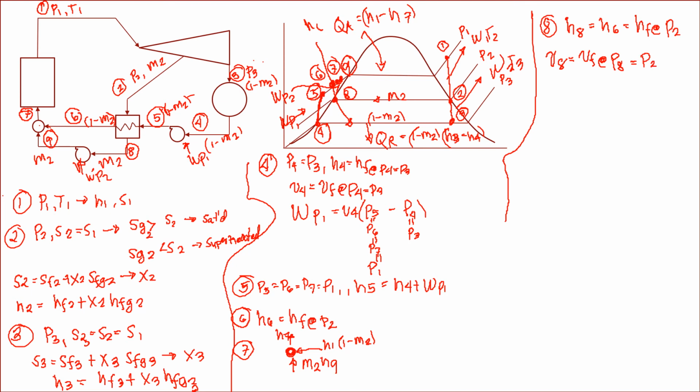Those we may find the work of the pump 2 equal to V8 multiplied by pressure 9, which is equal to pressure 7, which is also equal to pressure 1, minus pressure 8, which is also equal to pressure 2. So therefore, you establish the work of the pump here. And H9 is equal to H8 plus work of the pump 2. Now, in this equation, we go back to point 7.